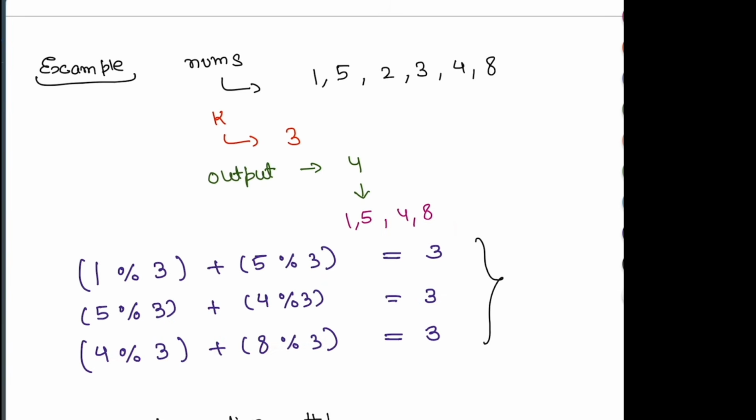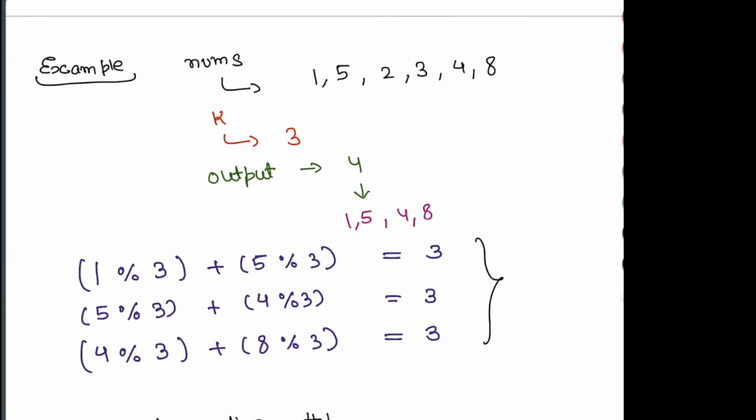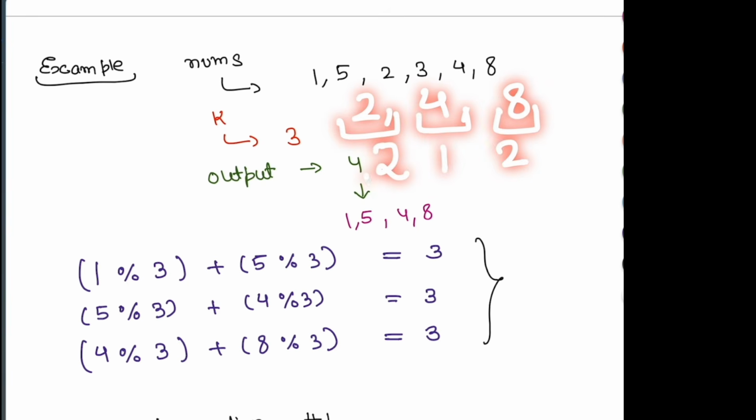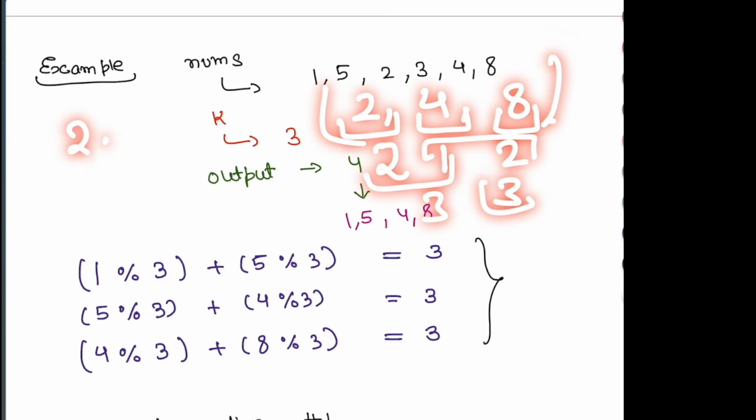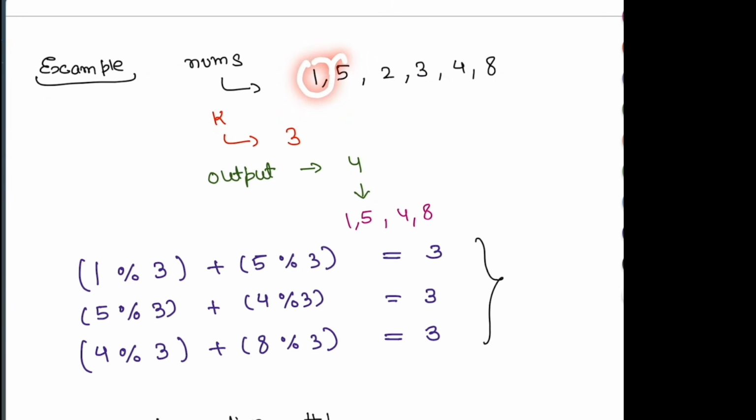You need to find the longest subsequence out of this. Now there is another subsequence which is valid. For example, the subsequence can be 2, 4, 8, and that is because 2 mod 3 is 2, 4 mod 3 is 1, 8 mod 3 is 2, 2 plus 1 is 3, and 1 plus 2 is 3. So this is also a valid subsequence, 2, 4, 8, but its length is 3. We already have a subsequence whose length is 4. We need to find the longest subsequence, and that is why we are considering 1, 5, 4, 8. This is valid, and this is the correct answer. We need to return the length, that is 4.